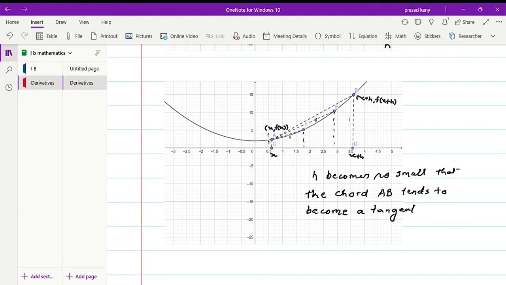at A. Okay, let me explain this concept. Now, B is moving towards A. h is becoming smaller and smaller. Finally, h will become very, very small. That means points A and B will merge with each other. When A and B will merge with each other, what will happen to the chord? Chord will tend to become a tangent. So this is called the limiting case.